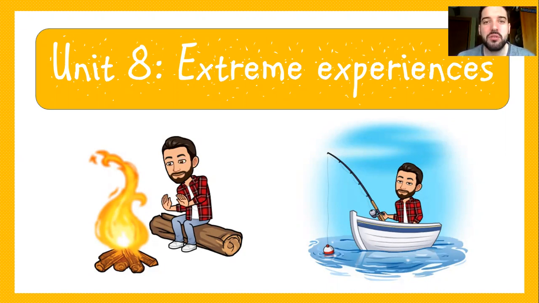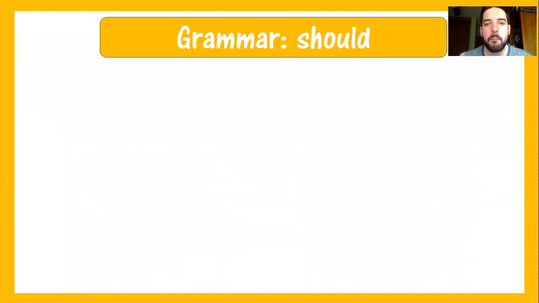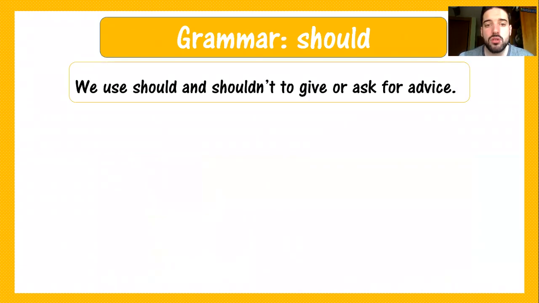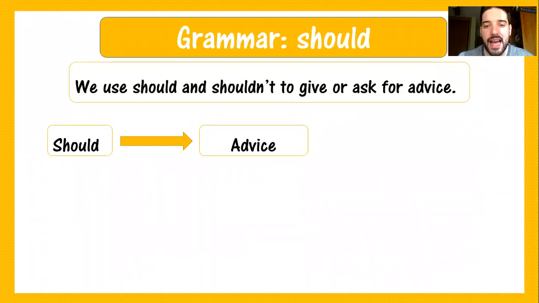Today, we're going to continue learning Unit 8, Extreme Experiences. The other day, we saw how to use must and mustn't. So today, we're going to continue with should. You probably already know about should, but should is used to give or ask for advice. So should is for advice, and we just have to include should in a sentence.